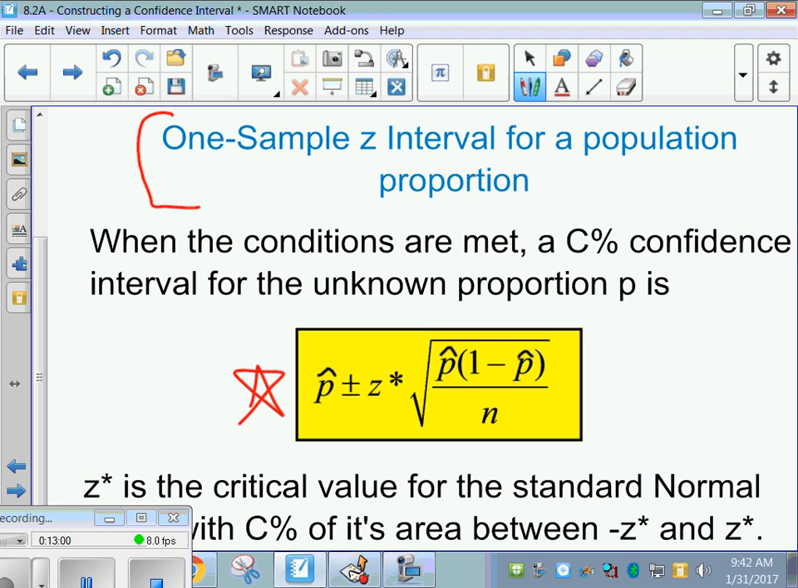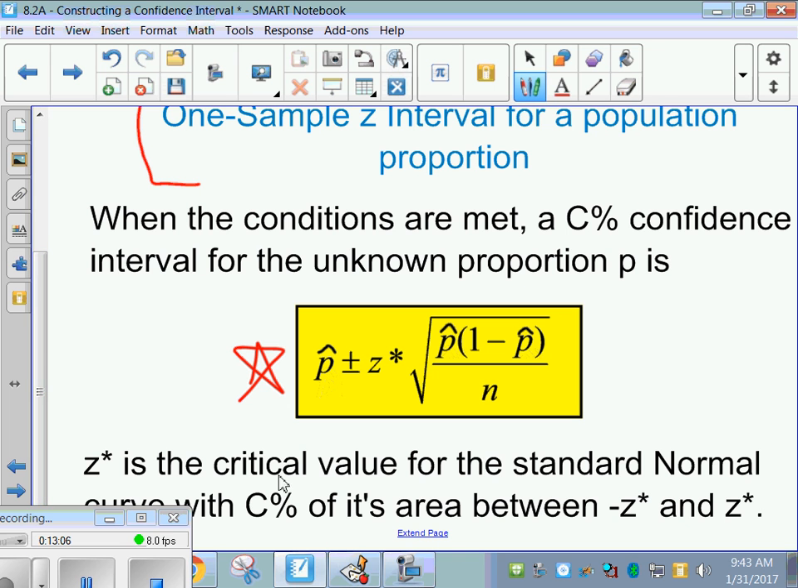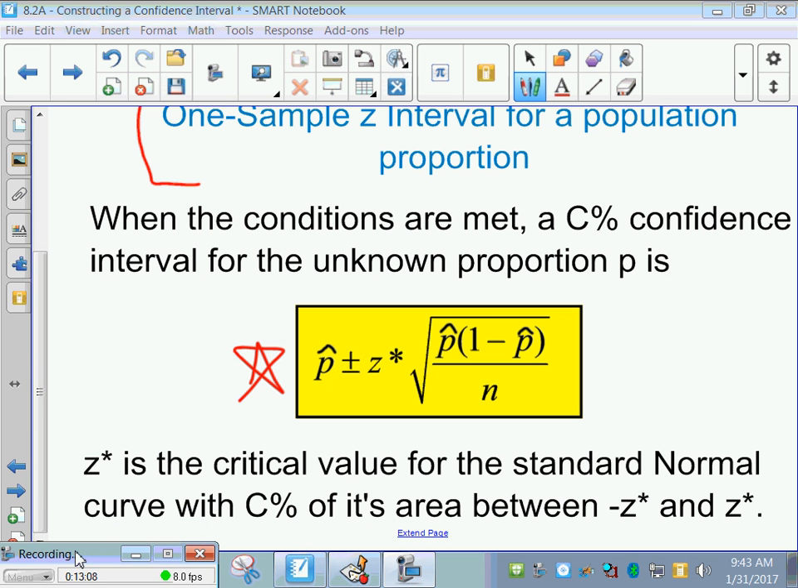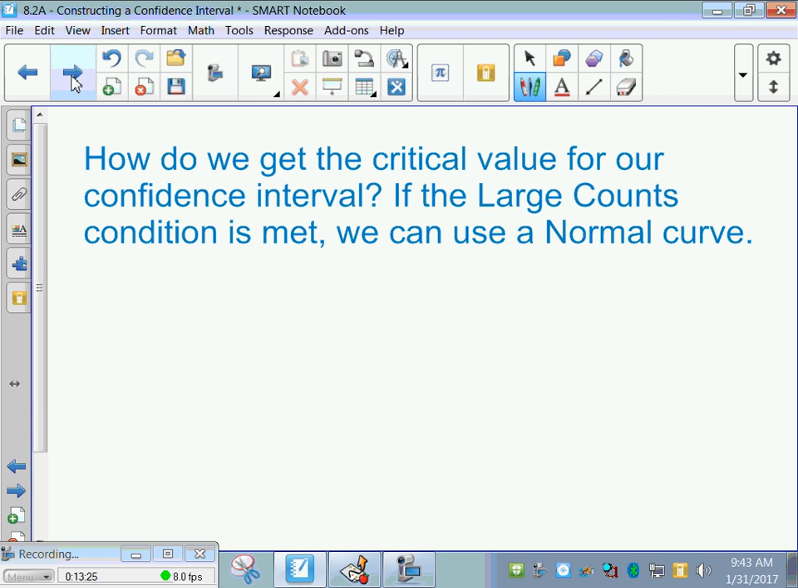When the conditions are met, a C% confidence interval for the unknown proportion P is this lovely formula. Z star is the critical value for the standard normal curve with C% of its area between negative Z and Z. We are going to find Z scores based on that 95% or 90% or 80% or however confident we want to be. All right, it's not as hard as it looks. It's actually really easy. So how do we get critical values?